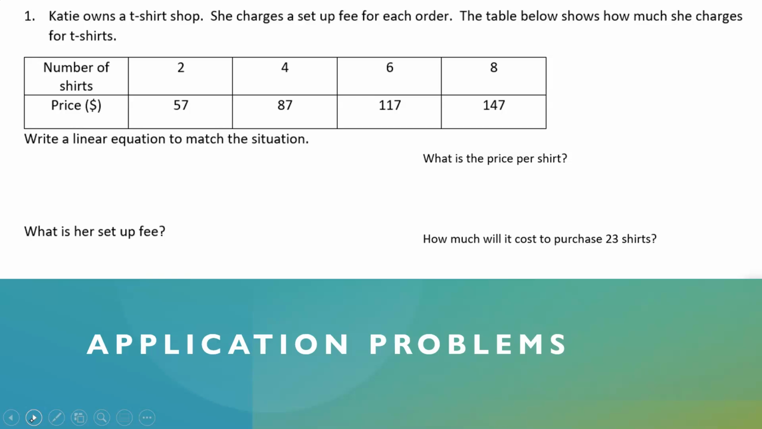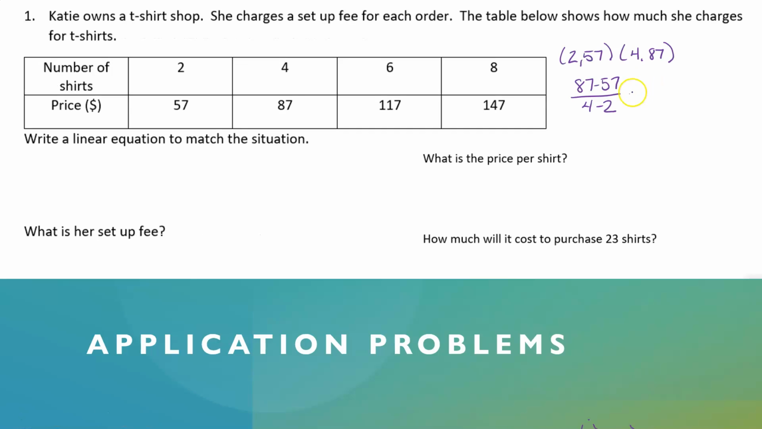So let's write a linear equation. We can pick 2 points. Let's pick (2, 57) and (4, 87) right at the beginning of the table. Then you can use the slope formula to get your rate of change, which will give you 30 over 2, which is 15.